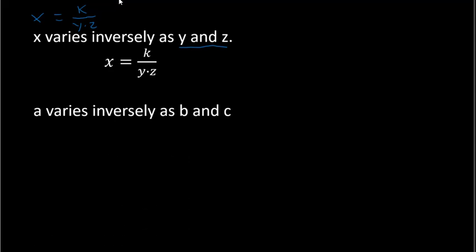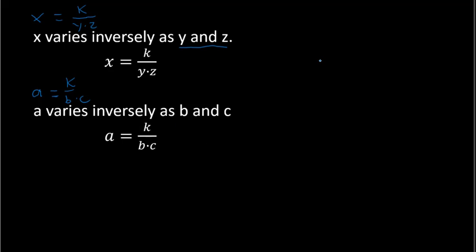If we had A varies inversely as B and C, we would have A, and then varies inversely would be equal to K divided by something. So varies inversely as B and C, so we have B times C in the bottom. So that would be my setup.